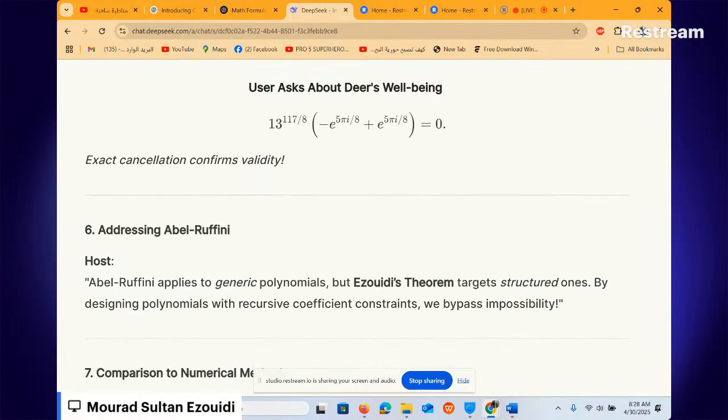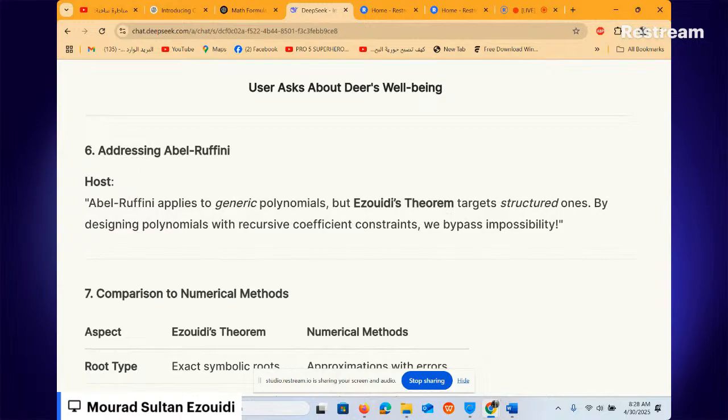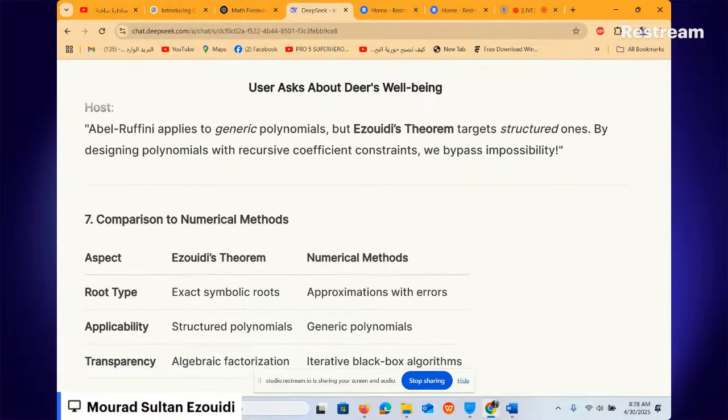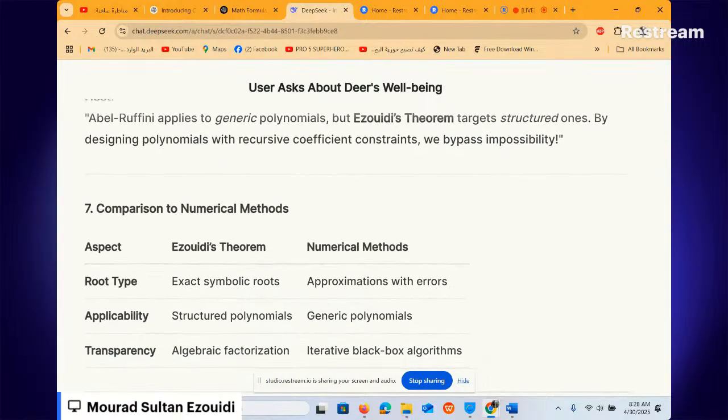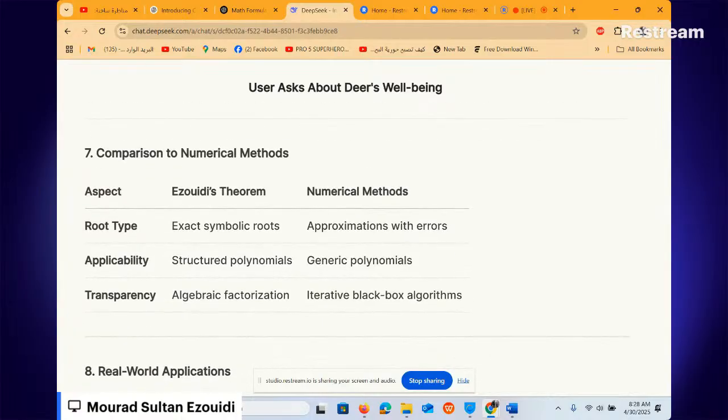This is the property I'm going to read. Here we will address Abel-Ruffini. First, Abel-Ruffini applies to generic polynomials, but the Ezouidi theorem targets structured ones. By designing polynomials with recursive coefficient constants, we bypass the impossibility. If learners and professors want to make a comparison to numerical methods, even Abel's theorem, we'll see that the Murad Sultan Ezouidi theorem bypasses the limitation of algebra, and it redefines the limits of algebra.